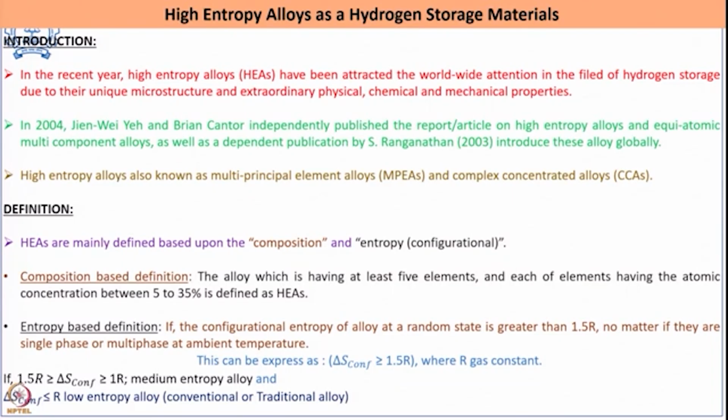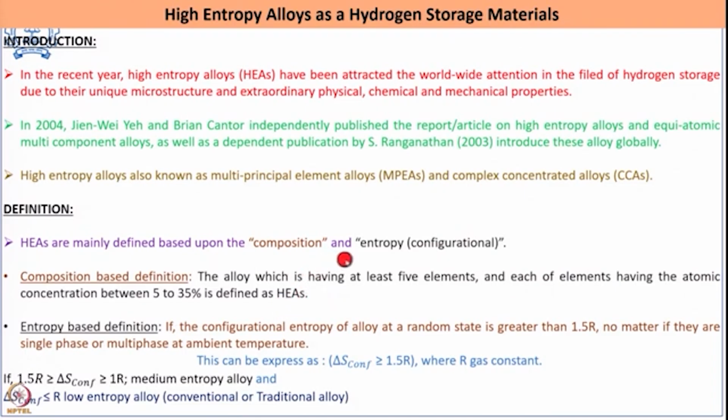Now, if we broadly look at the definition of these high entropy alloys, these can be defined based on composition as well as configurational entropy. If we look at the composition based definition, these alloys should have at least 5 elements such that each of these elements has an atomic concentration lying between 5 to 35%. Then they are called high entropy alloys.